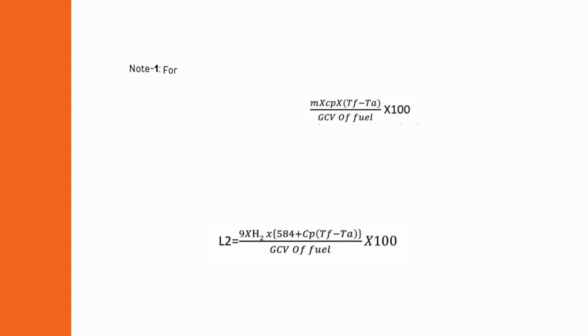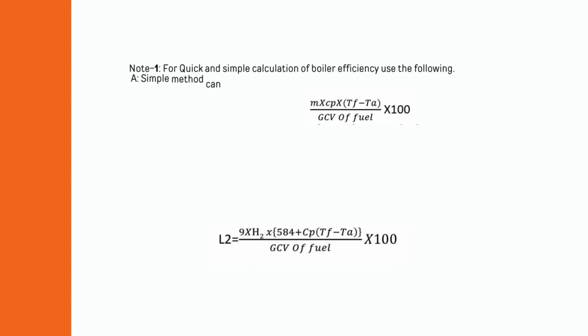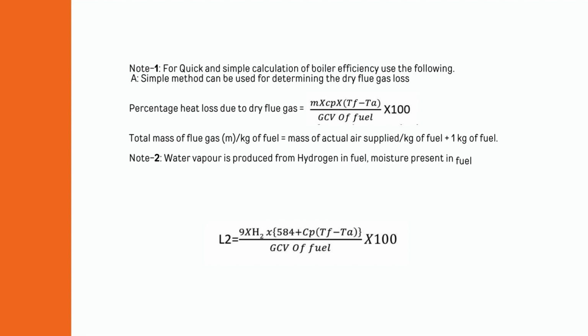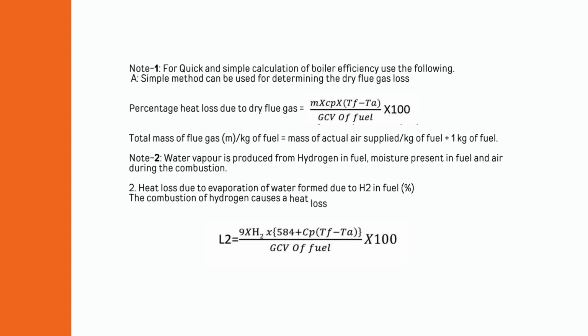Note: for quick and simple calculation of boiler efficiency, use the following. A. Simple method can be used for determining the dry flue gas loss. Percentage heat loss due to dry flue gas is m into Cp into (Tf minus Ta) divided by GCV of fuel into 100. Total mass of flue gas per kg of fuel equals mass of actual air supplied per kg of fuel plus 1 kg of fuel.